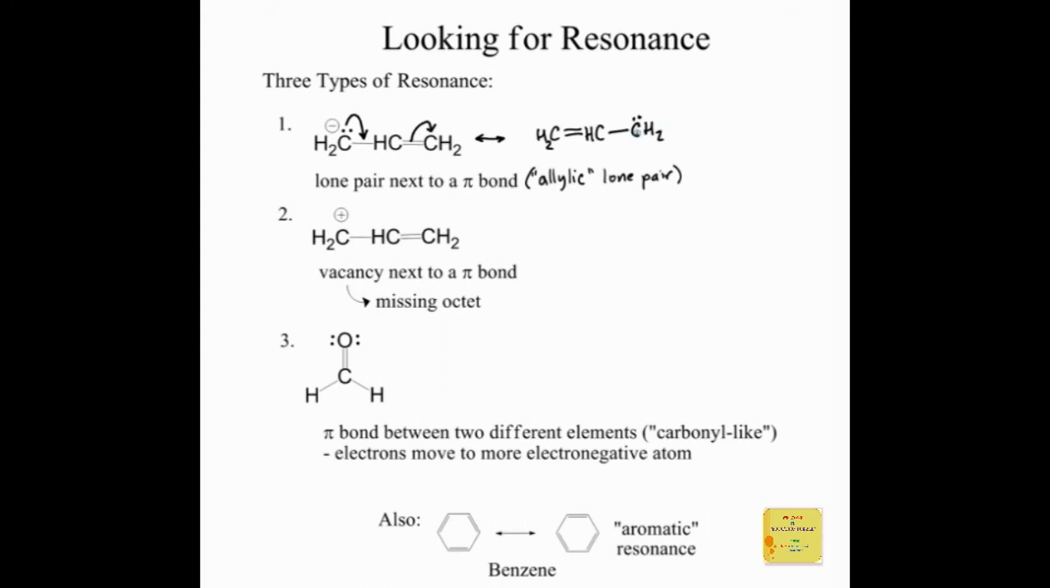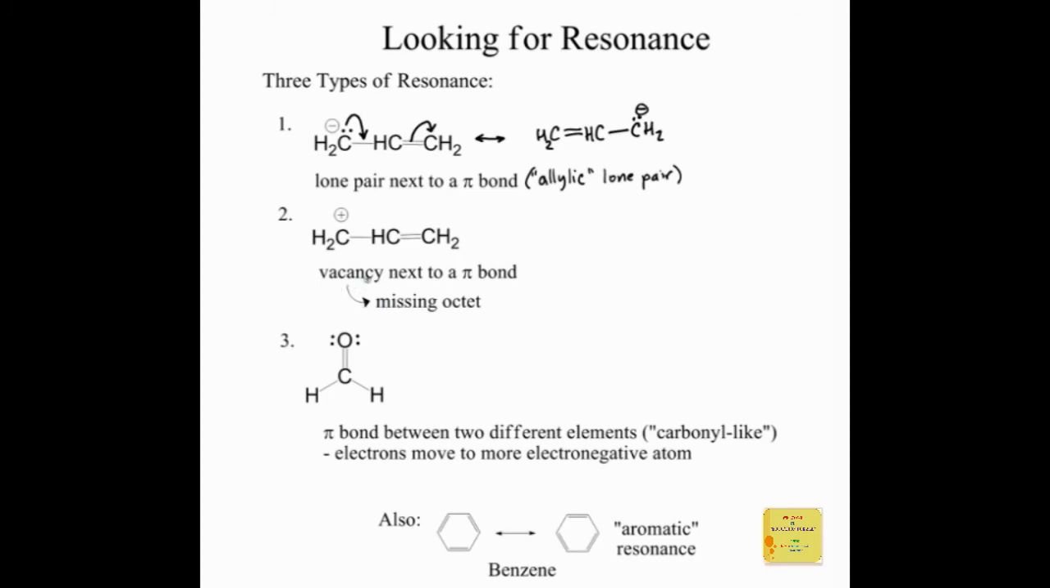What is the formal charge on this carbon? Carbon wants 4. It has 1, 2, 3, 4, 5. Carbon has 5, but only wants 4. So it has an extra electron. So this is where our negative charge is. This is called allylic type resonance. And we have that every time there's a lone pair next to a pi bond. We'll look for that.